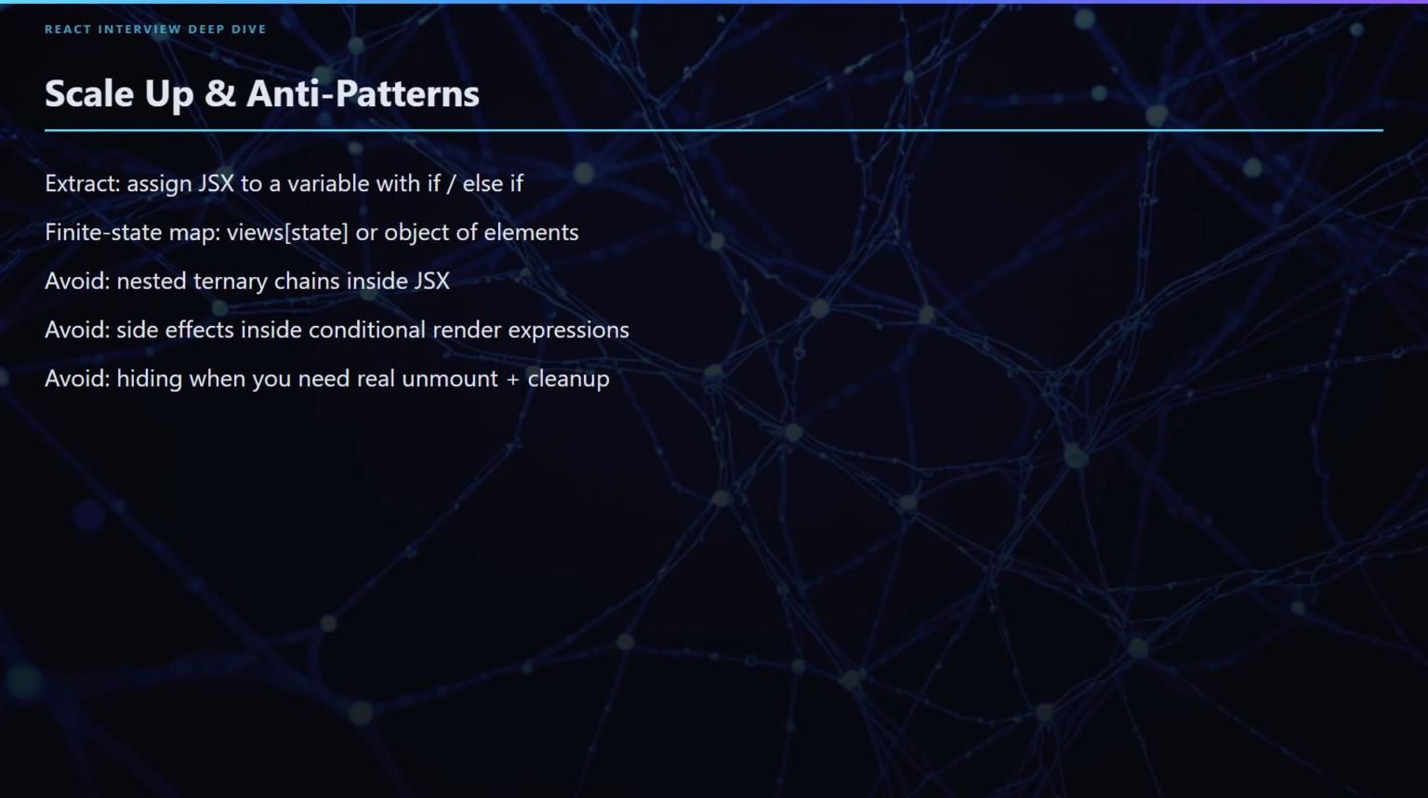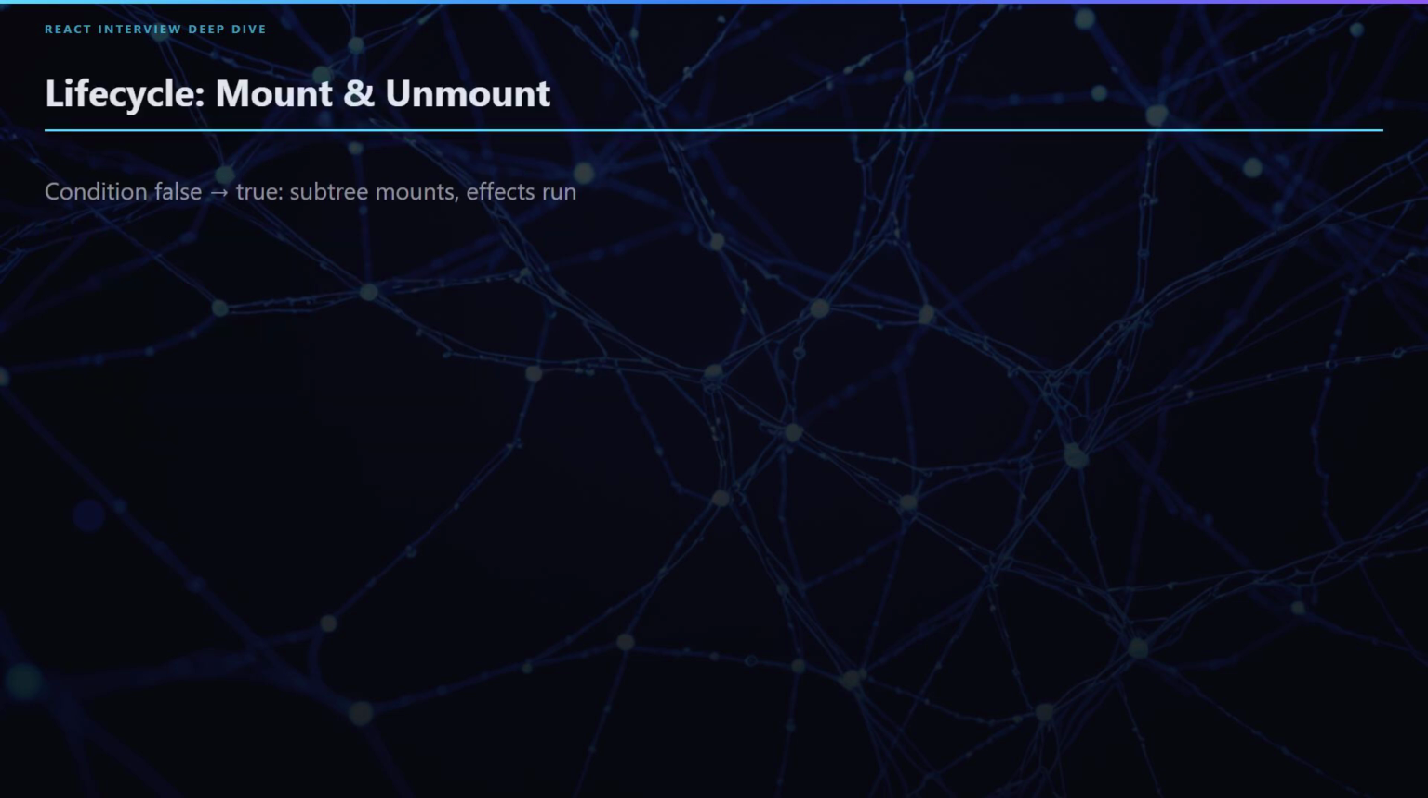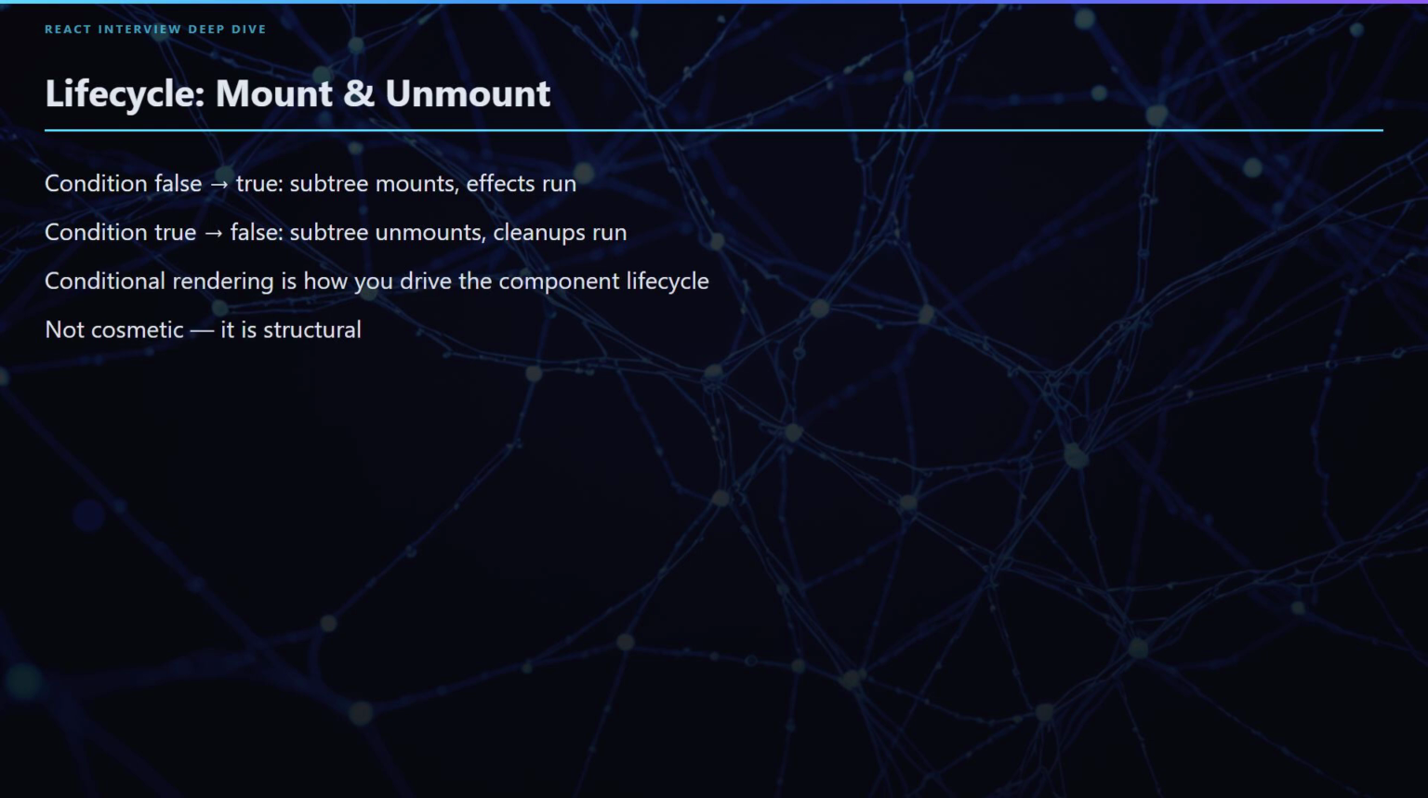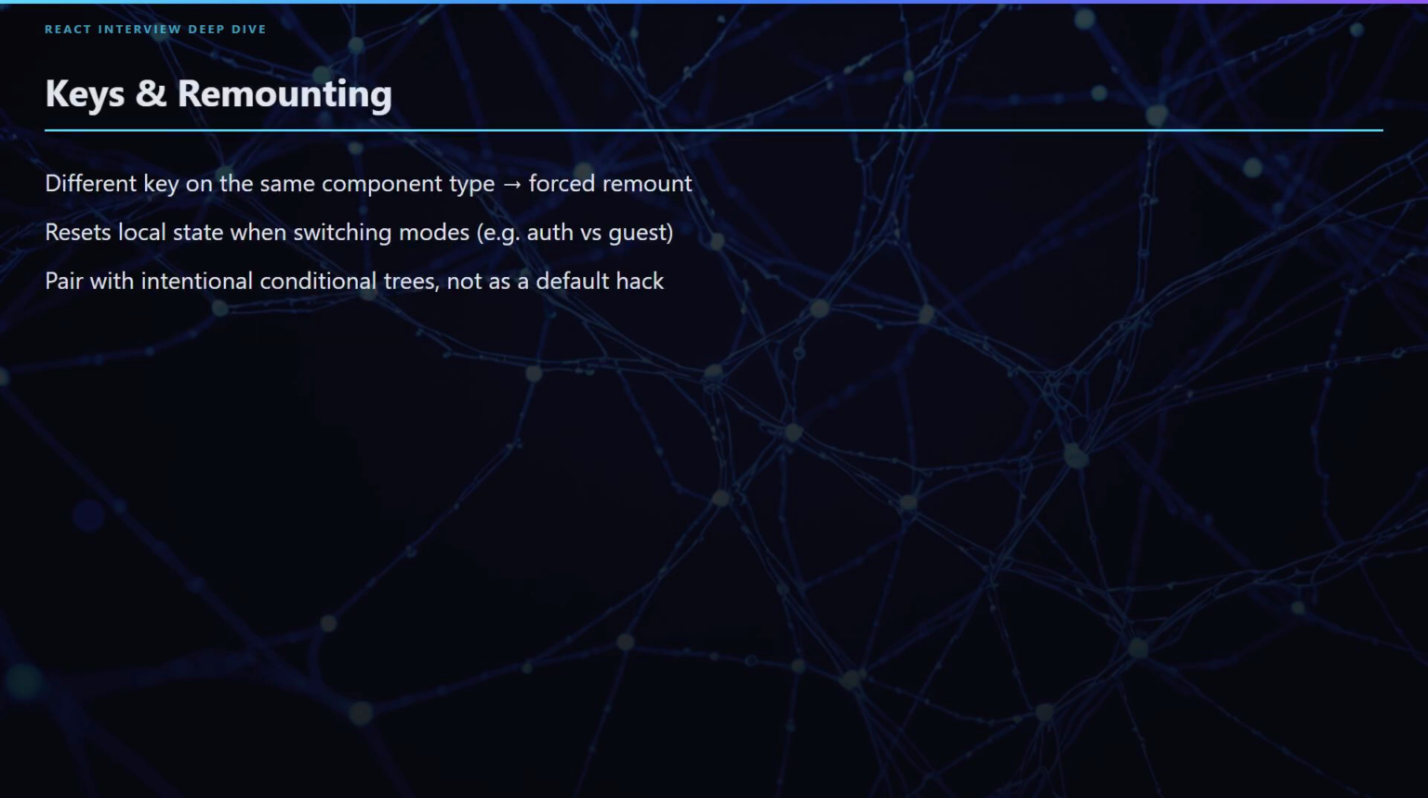Avoid three things in interviews and in production: deeply nested ternaries directly in JSX, side effects that run as part of conditional expressions during render, and hiding instead of unmounting when you actually need teardown, because conditional rendering is how you control mounting and unmounting, which in turn drives effect cleanup. When you alternate between two different component trees for the same slot, remember keys. Different key values force a remount, which is often what you want when you need to reset local state between modes.